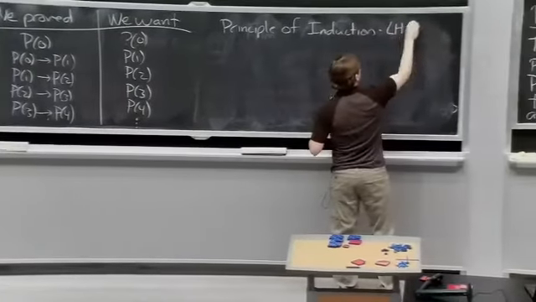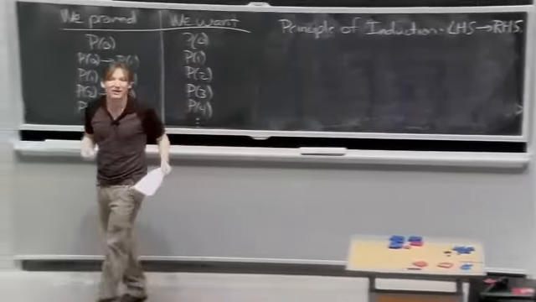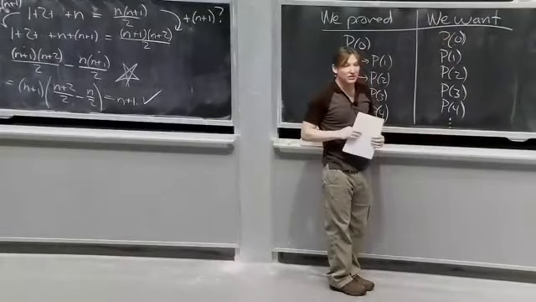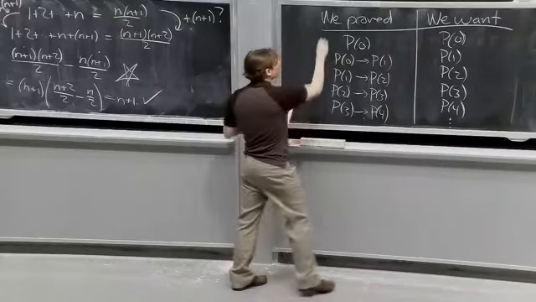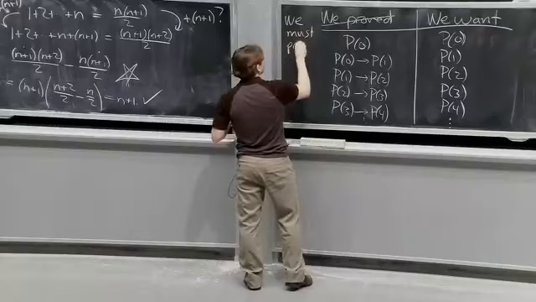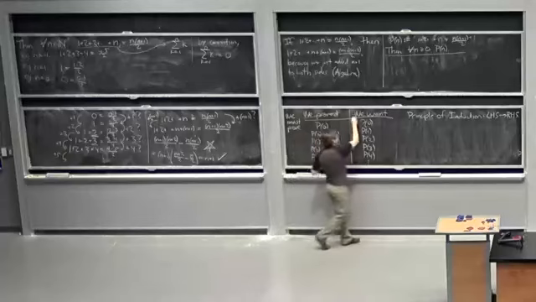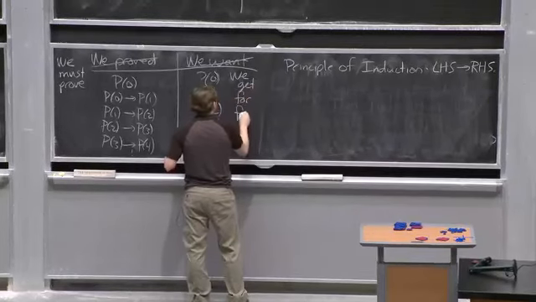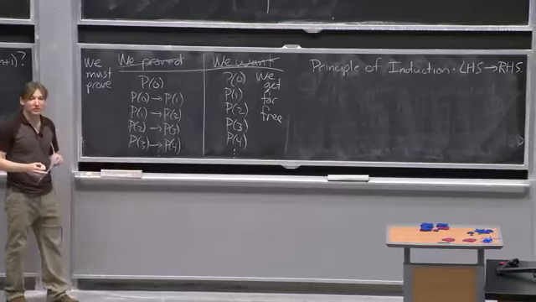Which just says what we wanted to say. The left-hand side of this table implies the right-hand side of this table. If you know all of these, then you conclude all of these. So when we're structuring a proof by induction, we must prove everything here on the left. That is our responsibility. And then everything on the right we get for free by the principle of induction.